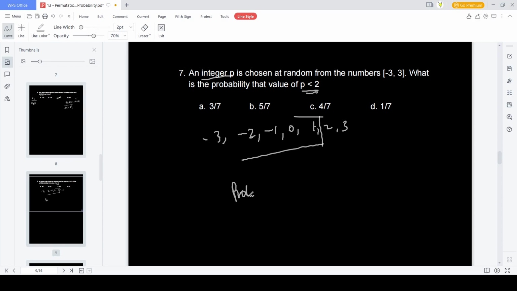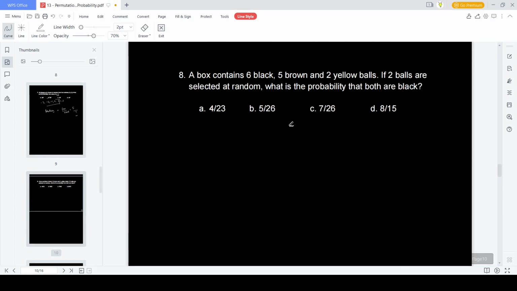The formula of probability is basically favorable conditions by total number of conditions. So total conditions are 1, 2, 3, 4, 5, 6, 7. So this is 7. And then favorable conditions are 1, 2, 3, 4, 5. So this comes as 5 by 7. The probability. Next question. A box contains 6 black, 5 brown, 2 yellow balls.